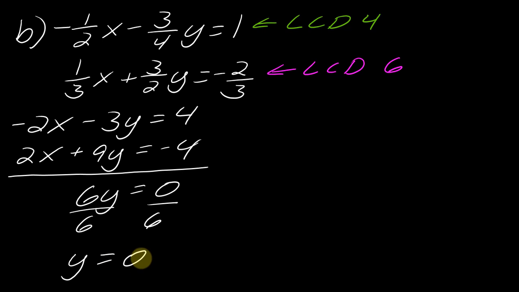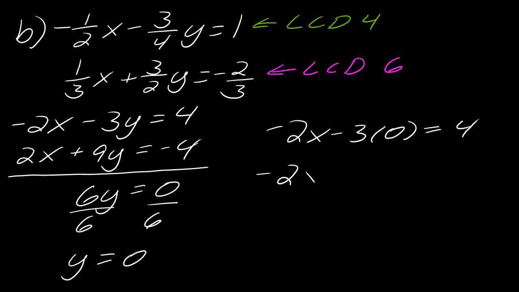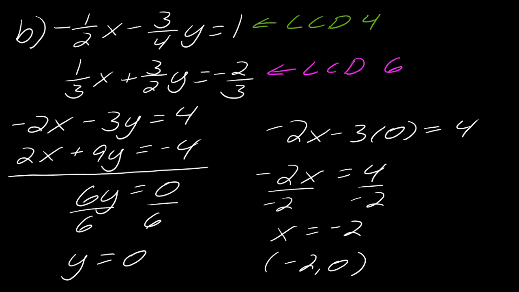Now I can plug that 0 back into one of these equations. I don't have to go back to the originals. I'll plug it into the first equation. So I get -2x minus 3 times 0 equals 4. This will give me -2x equals 4. I can divide both sides by -2 to get x equals -2. So my solution is -2, 0.